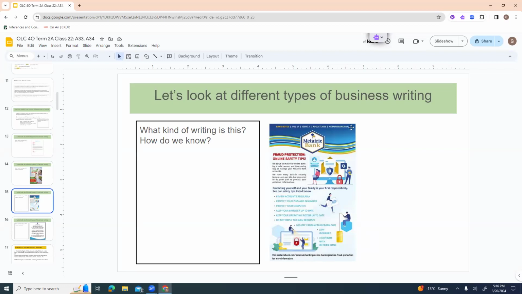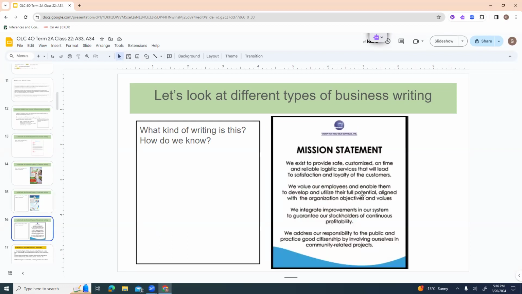A lot of businesses might put out a newsletter, an internal one or an external one for their customers or their shareholders, kind of keeping them in the loop with the business. It's sort of a little bit of a form of persuasive writing, but it's a very specific sort of format. Okay, so here we have a mission statement. I don't know if you've ever heard of a mission statement before.